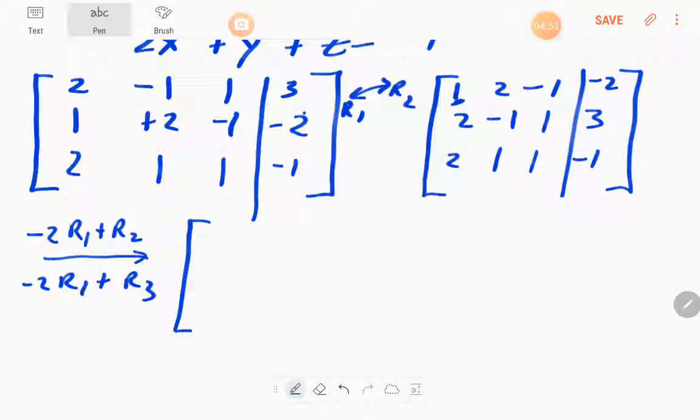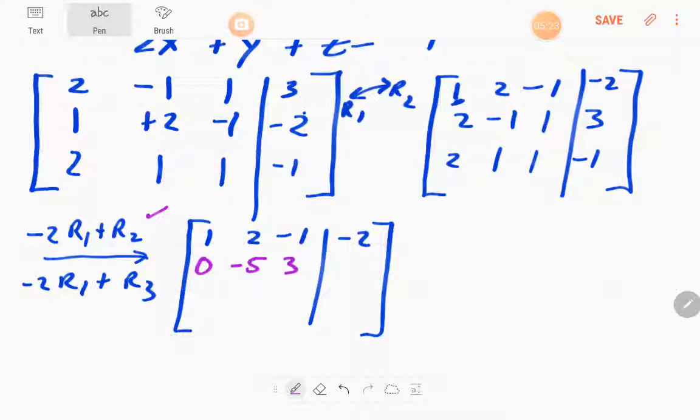So we'll have 1, 2, minus 1, minus 2. Okay, so this first instruction, minus 2 times 1 plus 2, gives me 0. Minus 2 times minus 2, that'd be minus 4, and minus 1 would be minus 5. And minus 2 times minus 1 becomes plus 2, plus 1, that'd be plus 3. And minus 2 times minus 2, that'd be plus 4. And 4 plus 3 is 7.